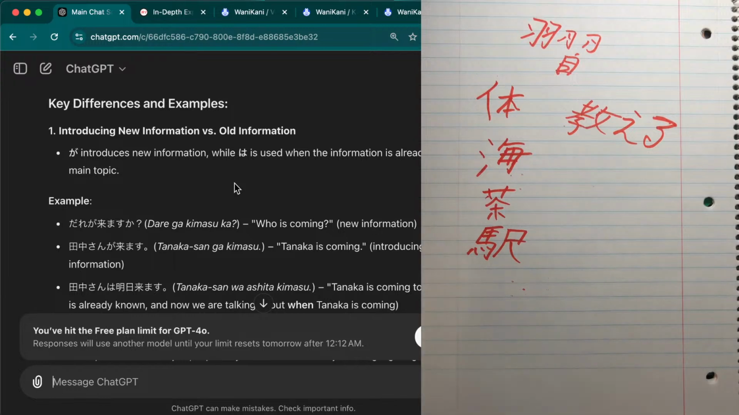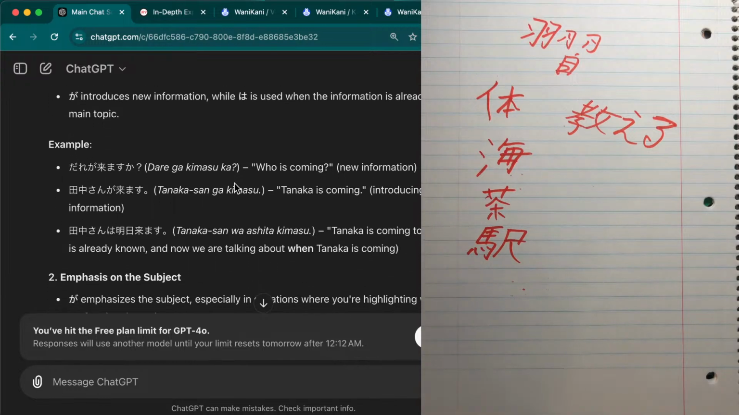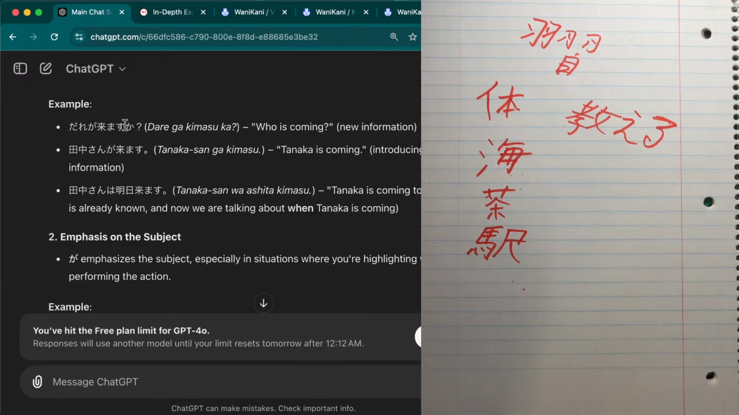Okay, key differences and examples. Okay, good. Ga introduces, okay, dare ga kimasu ka? Who is coming? New information. Tanaka-san ga kimasu. Tanaka is coming. Introducing Tanaka as new information. Tanaka-san wa ashita kimasu. Tanaka is coming tomorrow. Tanaka is already known, and now we are talking about when Tanaka is coming. Okay.